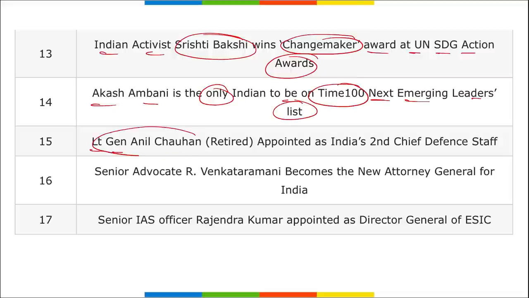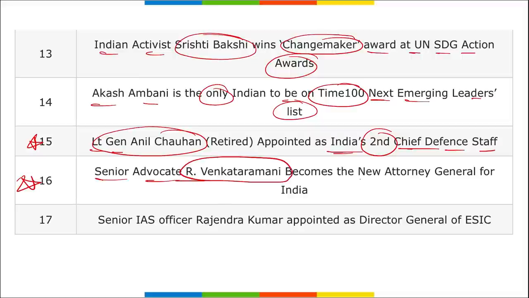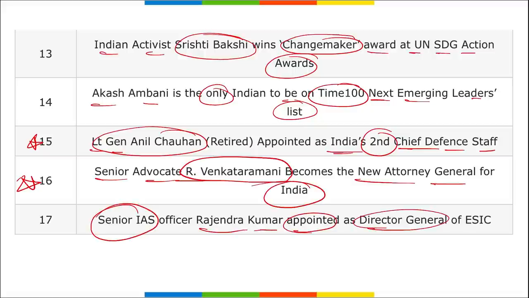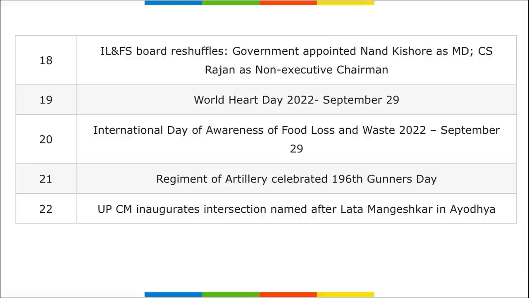Lieutenant General Anil Chauhan has been appointed as India's second Chief of Defence Staff. Important news. Next is also important. Senior Advocate R. Venkataramani sir has become the new Attorney General of India. Then Senior IAS Officer Rajendra Kumar was appointed as the Director General of ESIC. The IL&FS board has been reshuffled by the government, appointing Nand Kishore as MD and CS Rajan as the non-executive chairman.